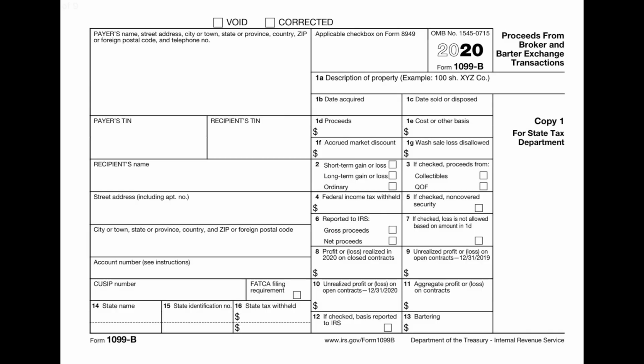1099-B. Now, this is only for people that have actual investments in a taxable account. What this is going to show is any short-term gains, long-term gains, or long-term or short-term losses. What this means is you've either bought some sort of stock or some sort of investment and you've sold it.